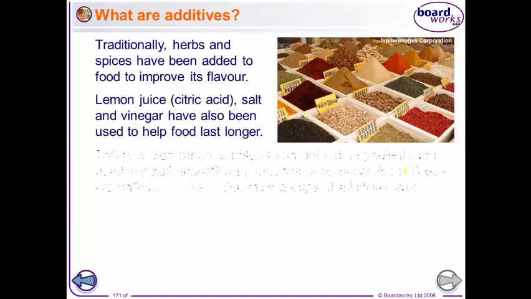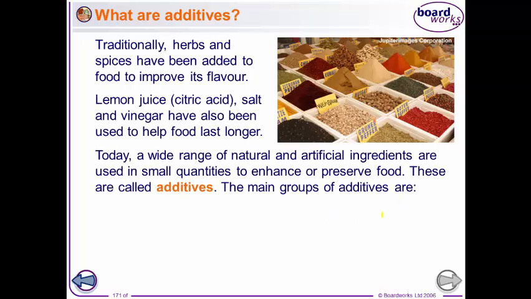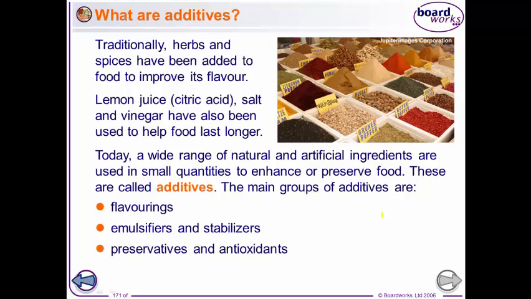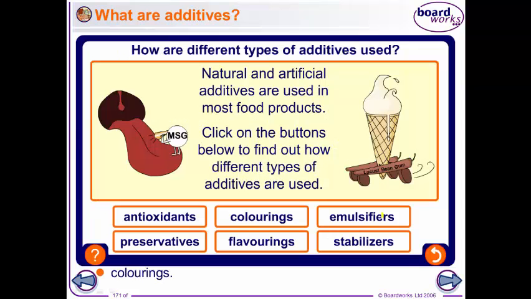Now, additives are added to food, and it basically preserves them. But it does a lot more than that. There are different ones. For example, flavorings, which obviously give the food flavour. You've got something called emulsifiers and stabilizers, and you've got preservatives and antioxidants, and obviously colorings. Let's just have a very, very quick look at all of these.